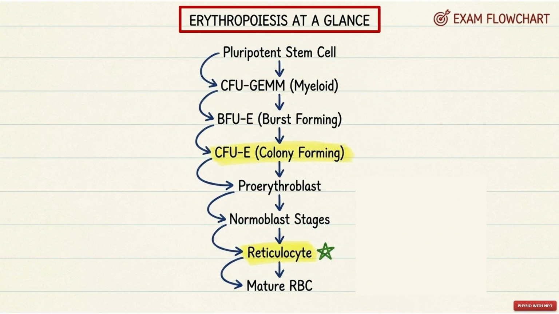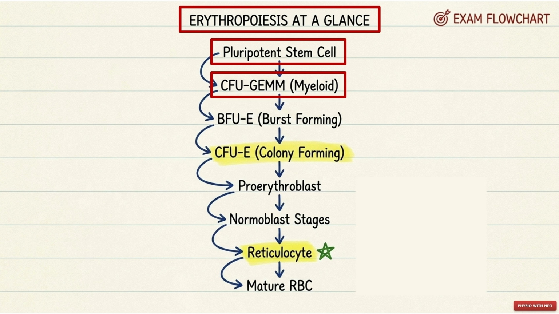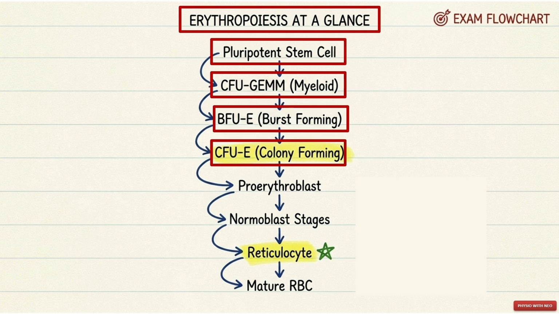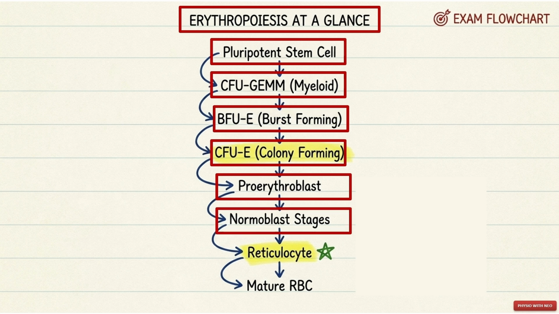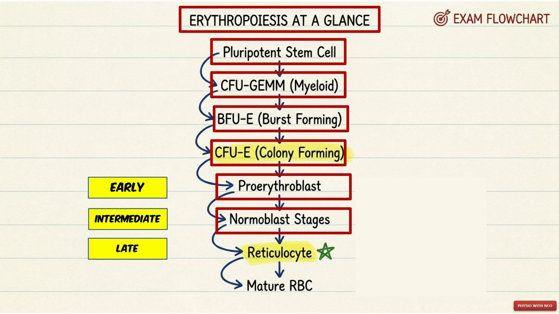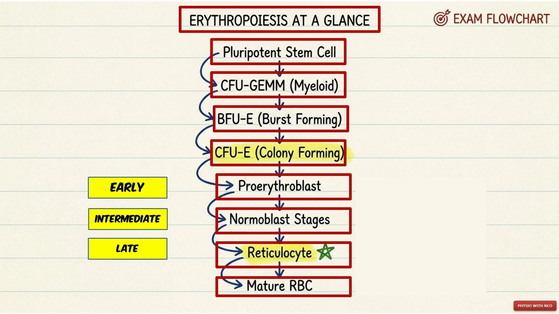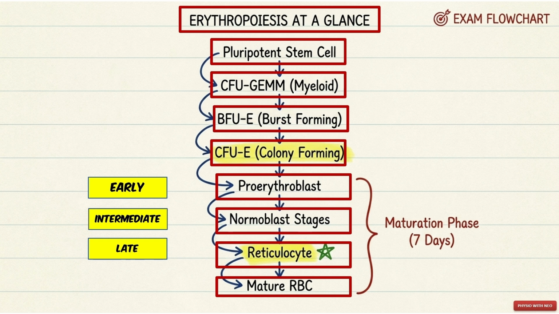This single flowchart is enough to write the maturation process. So repeat after me. First, pluripotent stem cell, then colony forming unit GEMM, that is a myeloid series. Then comes the burst forming unit erythroid. After that, colony forming unit erythroid, and then the maturation process, that is proerythroblast, then normoblast stages, which include 3 stages, that is early, intermediate, and late normoblast. Then comes the reticulocyte, and lastly the mature RBCs. This maturation process takes about 7 days. If you can reproduce this flowchart in exam, you have already secured a large chunk of marks.